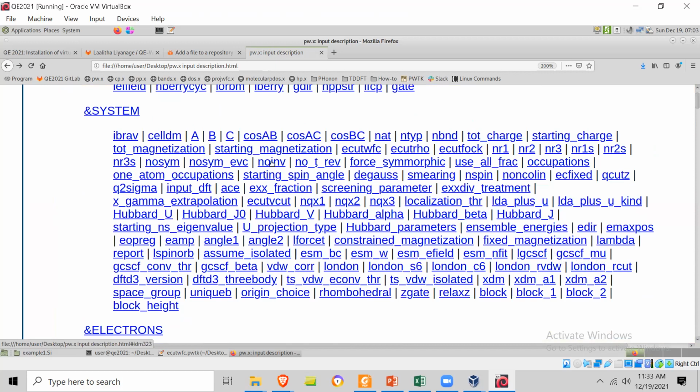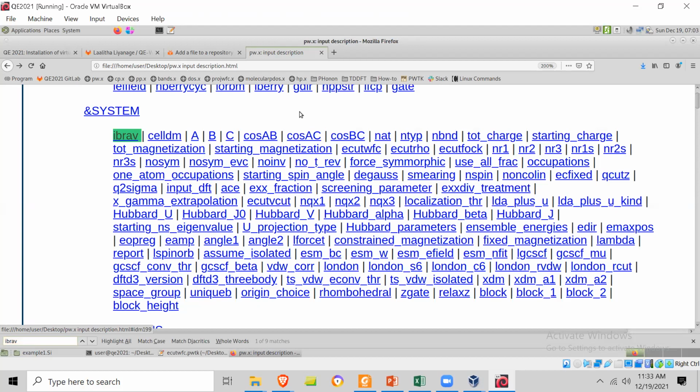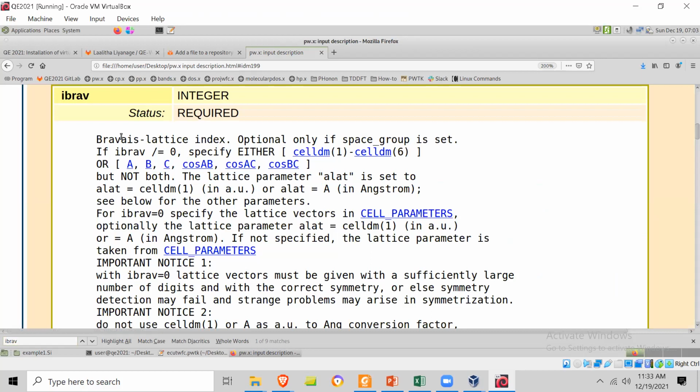Any keyword you don't understand, the easiest thing to do is copy it from here. So let's say you don't understand ibrav. You can copy this from here and then find it here. You can do a find in your browser and it gives you this particular keyword, and you can go through the keyword and understand.